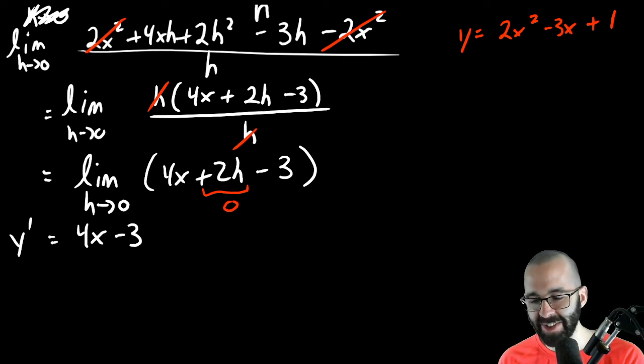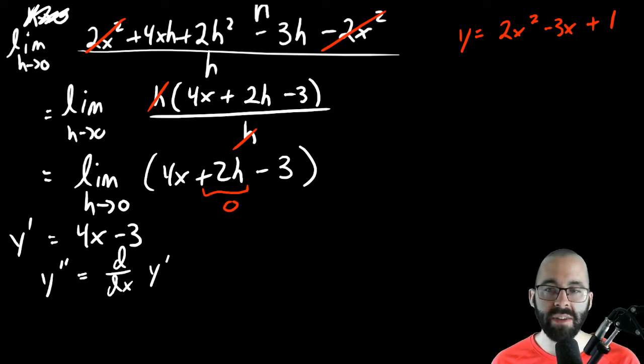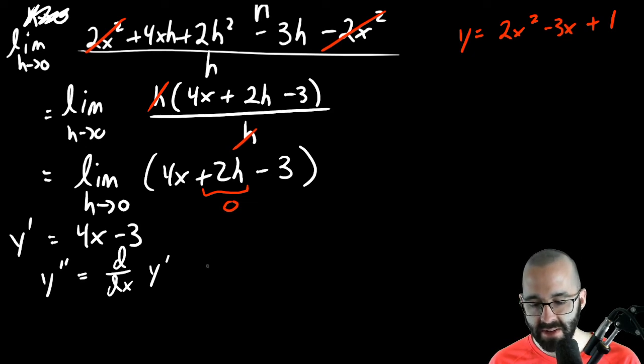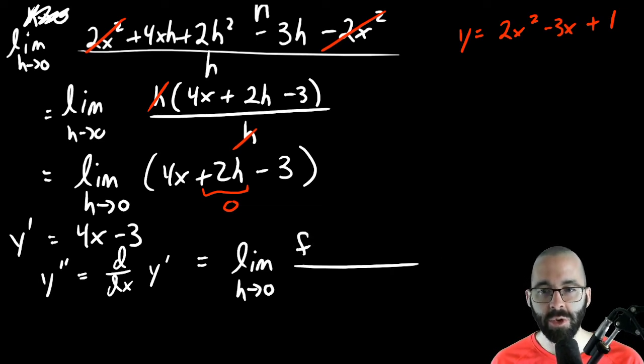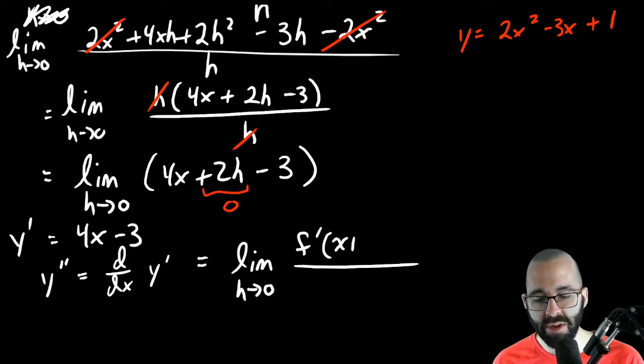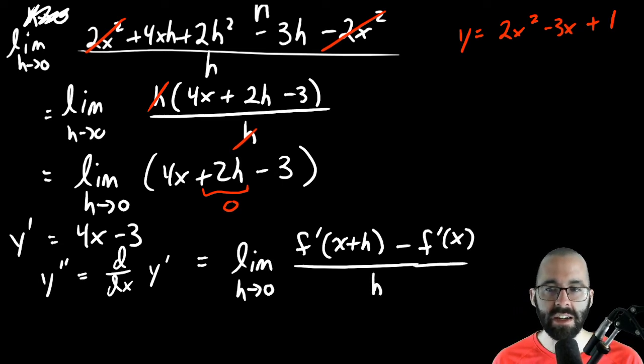Okay, so we found the first derivative. Now let's find the second derivative. Y double prime is the derivative of y prime. That's the limit as h goes to 0 of the derivative. Now we're looking at the derivative of the derivative. So this is going to be f prime of x plus h minus f prime of x all over h.